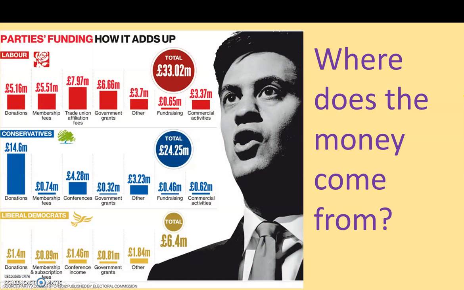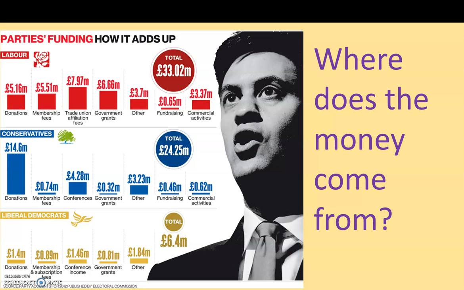So this is something I found for 2015, which just shows you where money comes from. So Labour, you can see they got about 5 million quid from donations, so people donating money to the Labour Party. 5 million from membership, so when you join a party you have to pay a membership fee. Labour got close links with the trade unions, so again 7.9 million there.